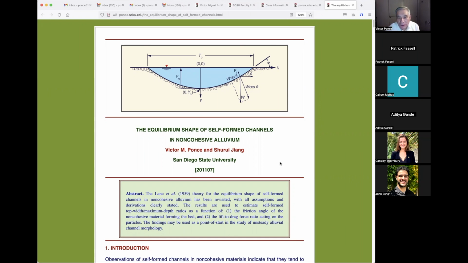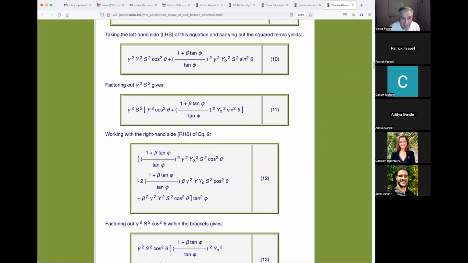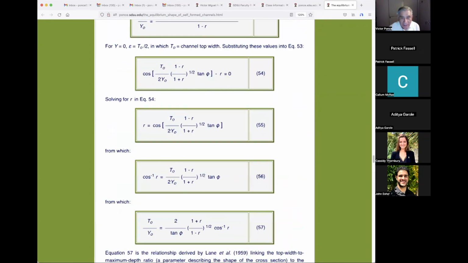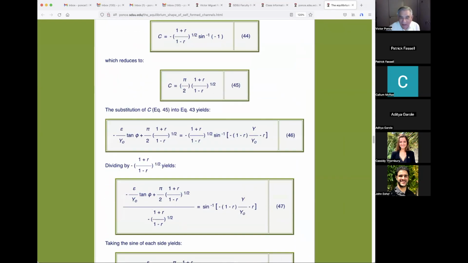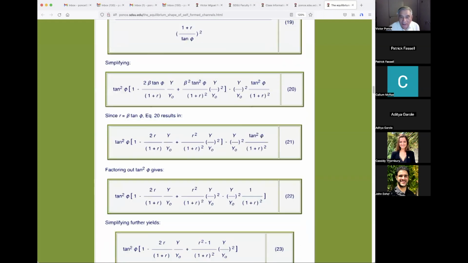And Shuroi, her name was Shuroi Jian, did a great job. And here it is, okay? Look at the math. How many equations? Look at the math. It's amazing. There's about, I don't know, 50 equations, and they're all trigonometry. It's basic trigonometry and calculus too. There's integrals in there and so forth. It's a very complex thing.